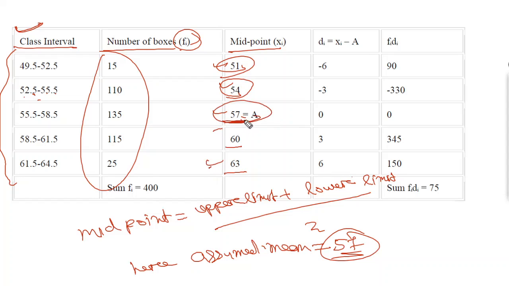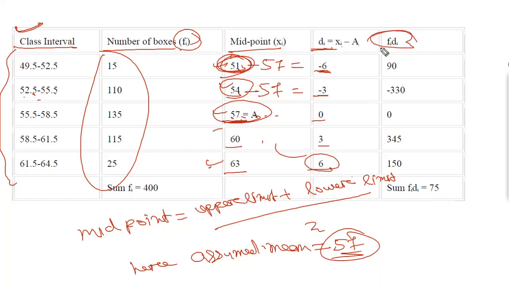Now we have to find di. You know that di equals xi minus a. First of all, xi is here 51, so 51 minus 57 will be equal to minus 6. 54 minus 57 will be equal to minus 3. 57 minus 57 is 0. 60 minus 57 is 3. Then 63 minus 57 equals 6.